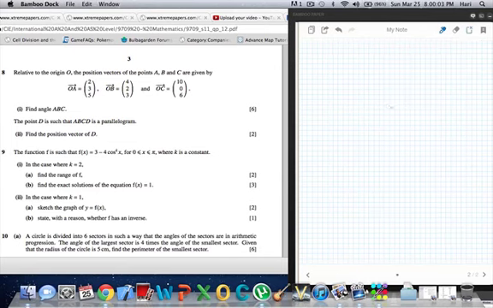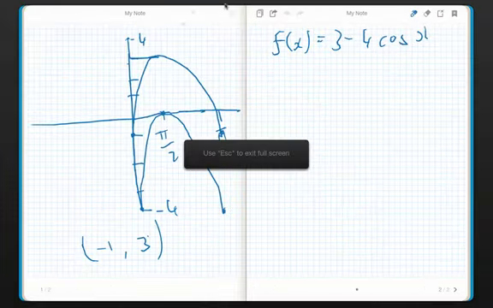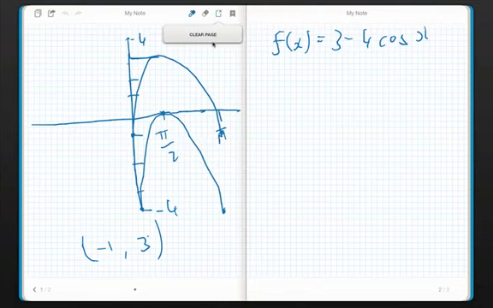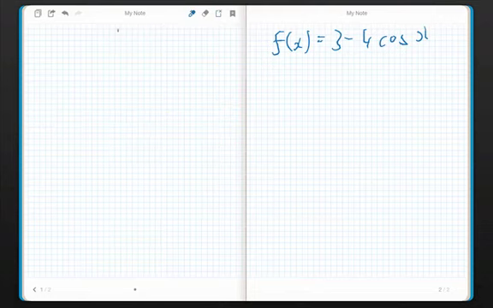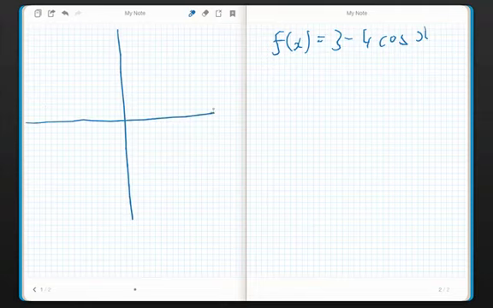Hope you understood that. Now, in part 2, it says in the case where k is equal to 1, so our function becomes f of x is equal to 3 minus 4 cos x. And now it tells us to sketch the graph. So let me make this full screen. I'll erase this page. Let's keep the function there so that we know how to do it. So we'll do the same method like we did for the first part.